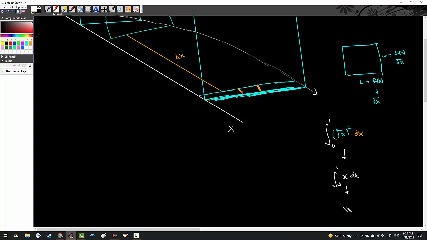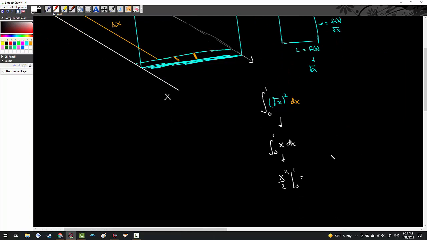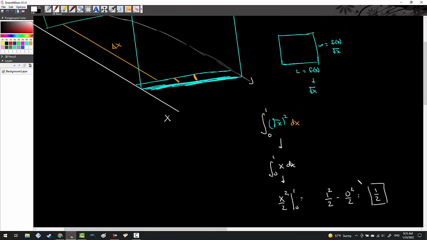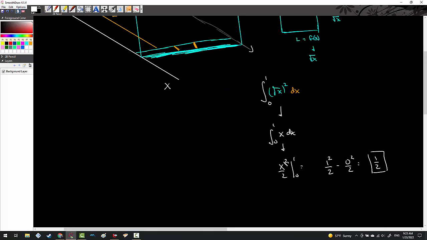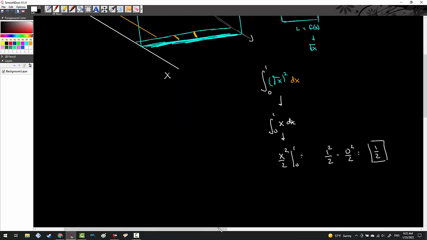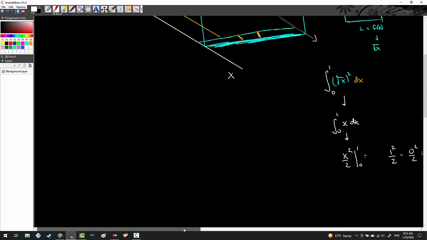And then we can integrate this thing, x squared over 2 on 0 to 1, and I think we kind of know the end of this movie right here, where it's going to be 1 squared over 2 minus 0 squared over 2, which is going to be 1/2. And that would be the cross-sectional volume of this shape on 0 to 1 of this function. So pretty basic. I mean, again, this is kind of a review from AB.